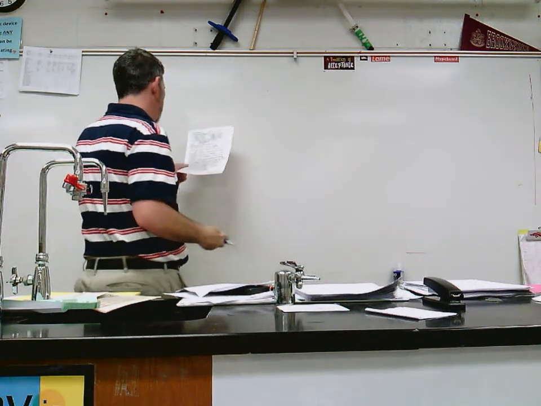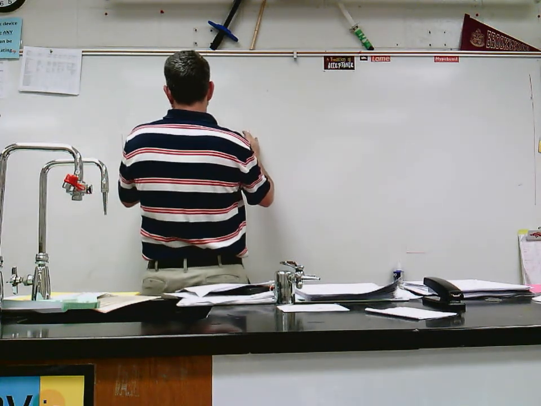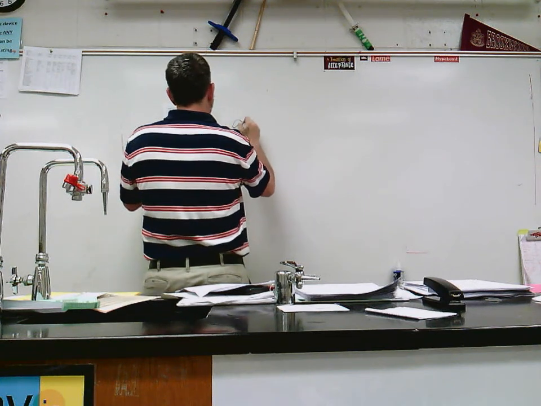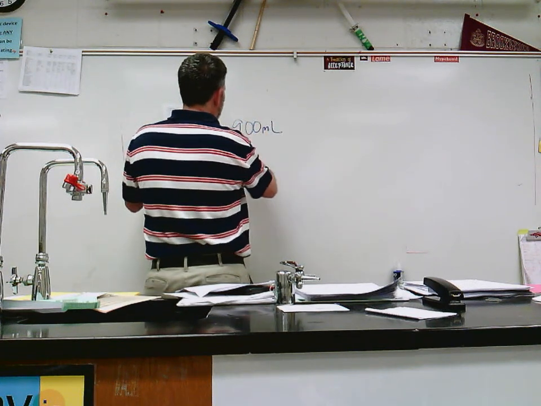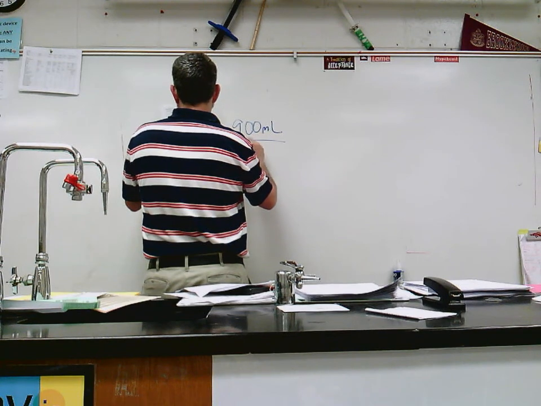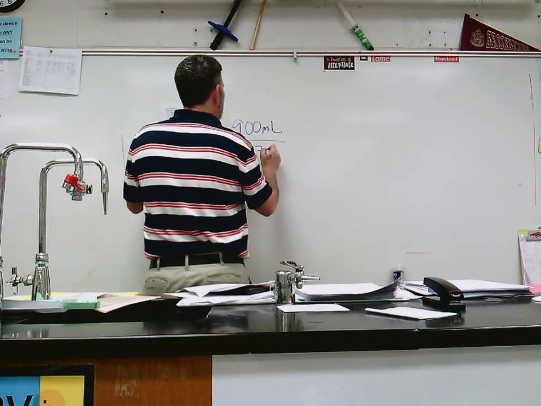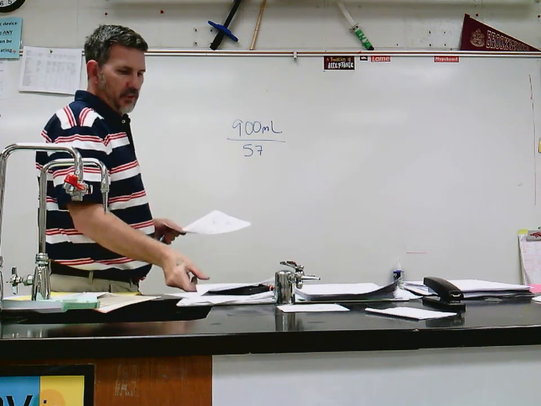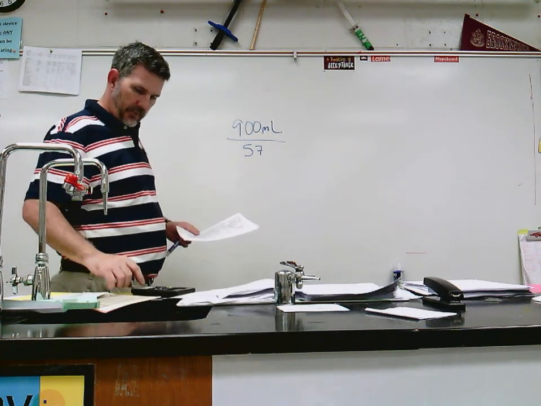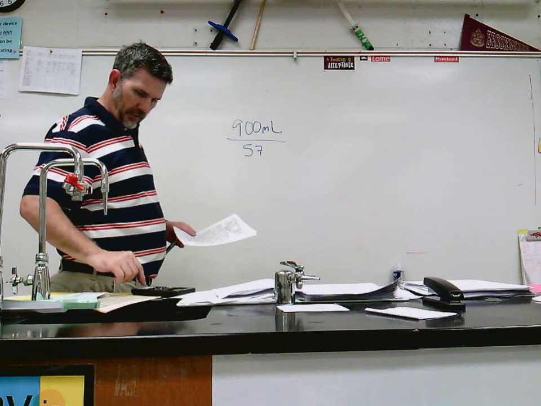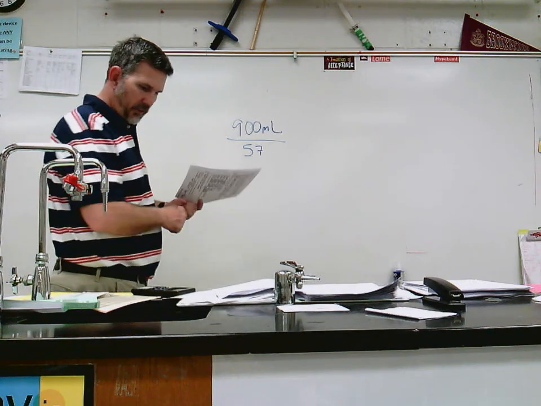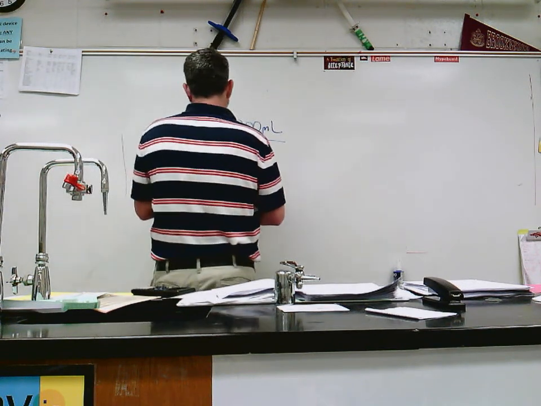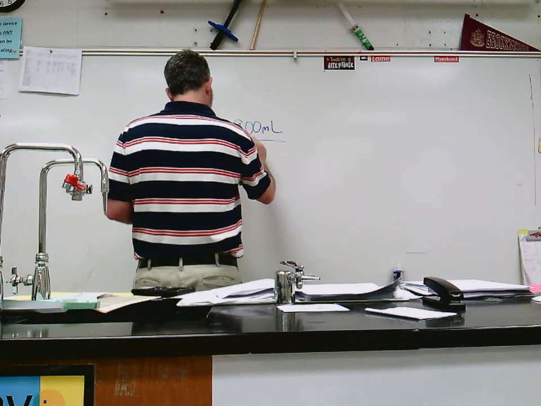So in number 1, it looks like I have 900 milliliters at a temp of 57 degrees. Oh, can I use 57 degrees? No, I cannot. I have to use Kelvin for all these. 57 plus 273 equals 330.